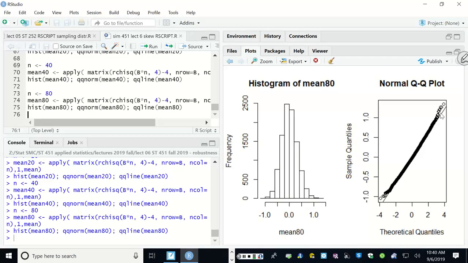Out of 10,000, we're seeing 5 or 10 points, a little bit more, a little bit less. It's not a huge fraction.